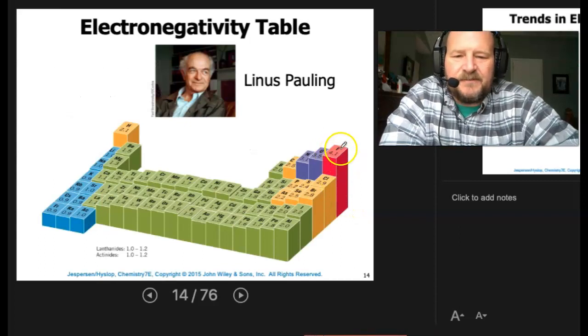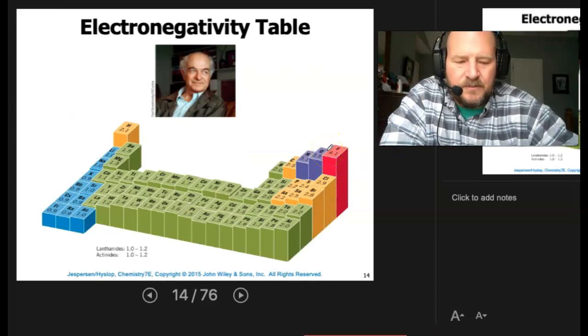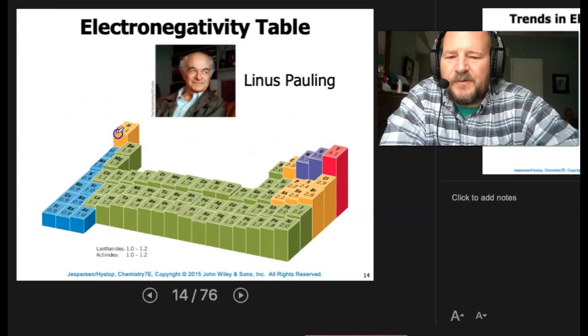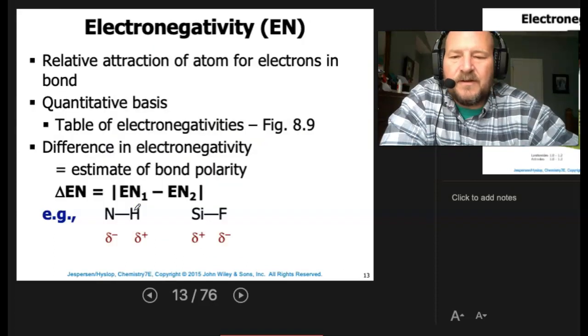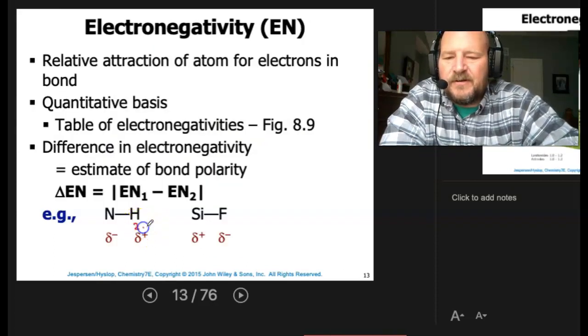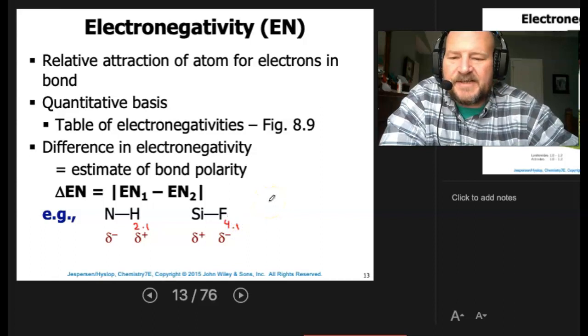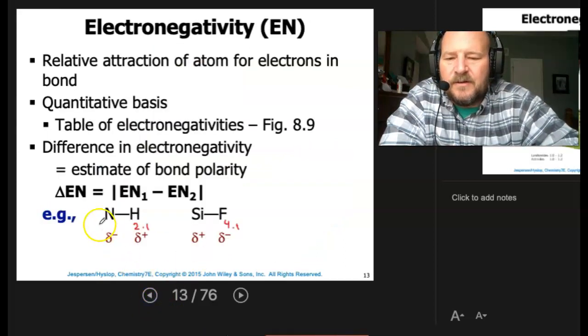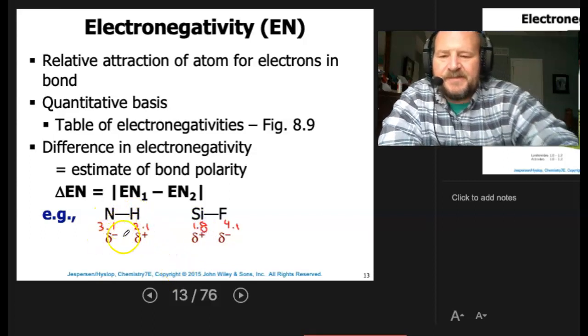Here we have N, H, Si, and F. H is 2.1, F is 4.1. And we need Si and N. Si is 1.8, N is 3.1. So now when we look at these differences.